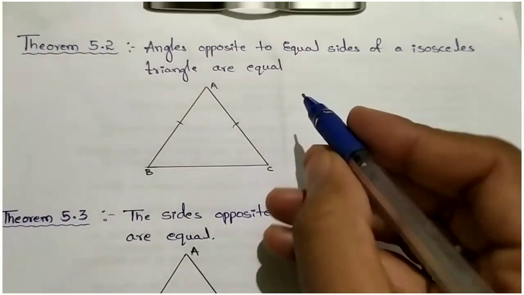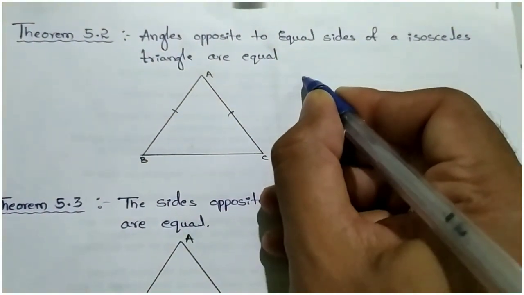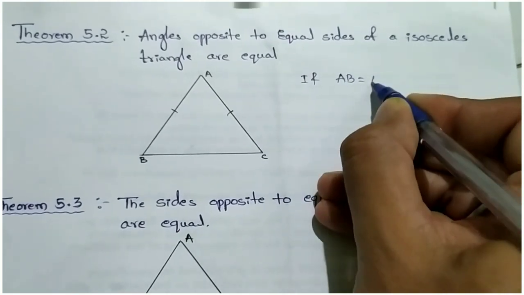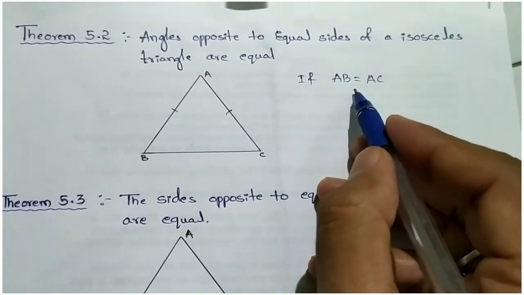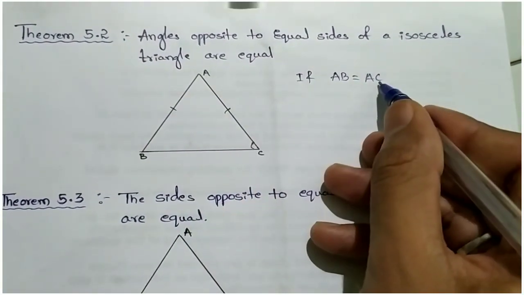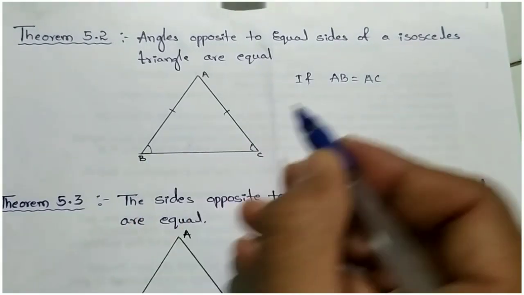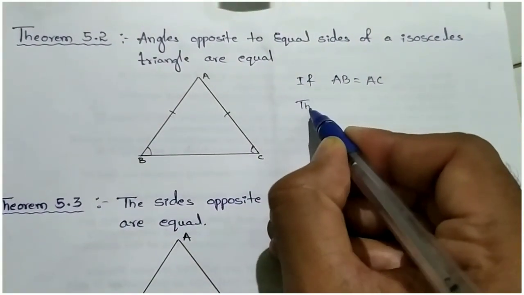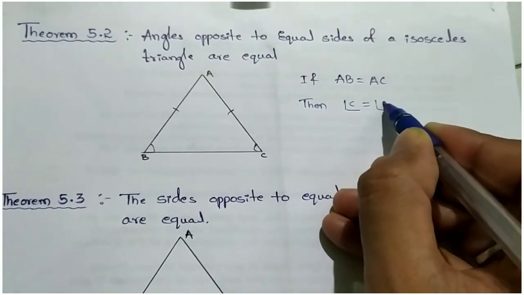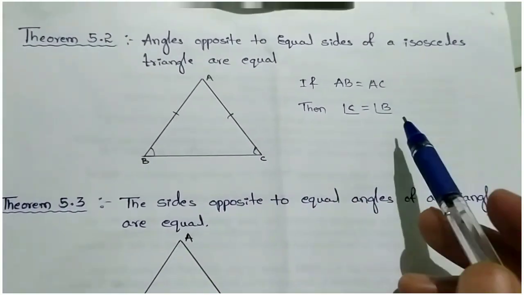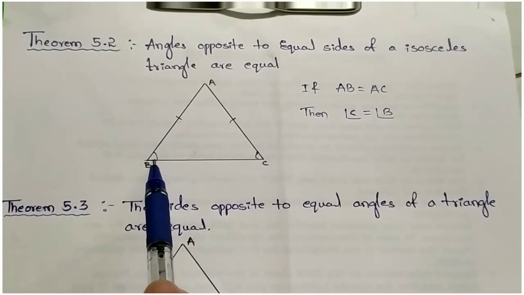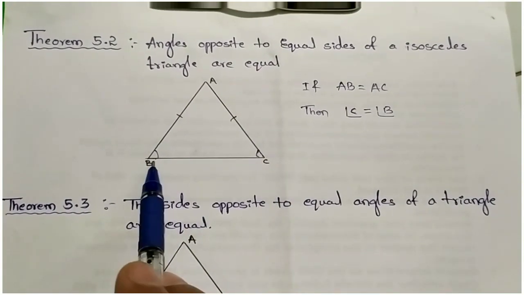First you write the given: if AB equal to AC, then the opposite angles. For AB the opposite angle is C, and for AC the opposite angle is B. It means angle C is equal to angle B. So if AB equal to AC, then the opposite angles, B equal to C or C equal to B.